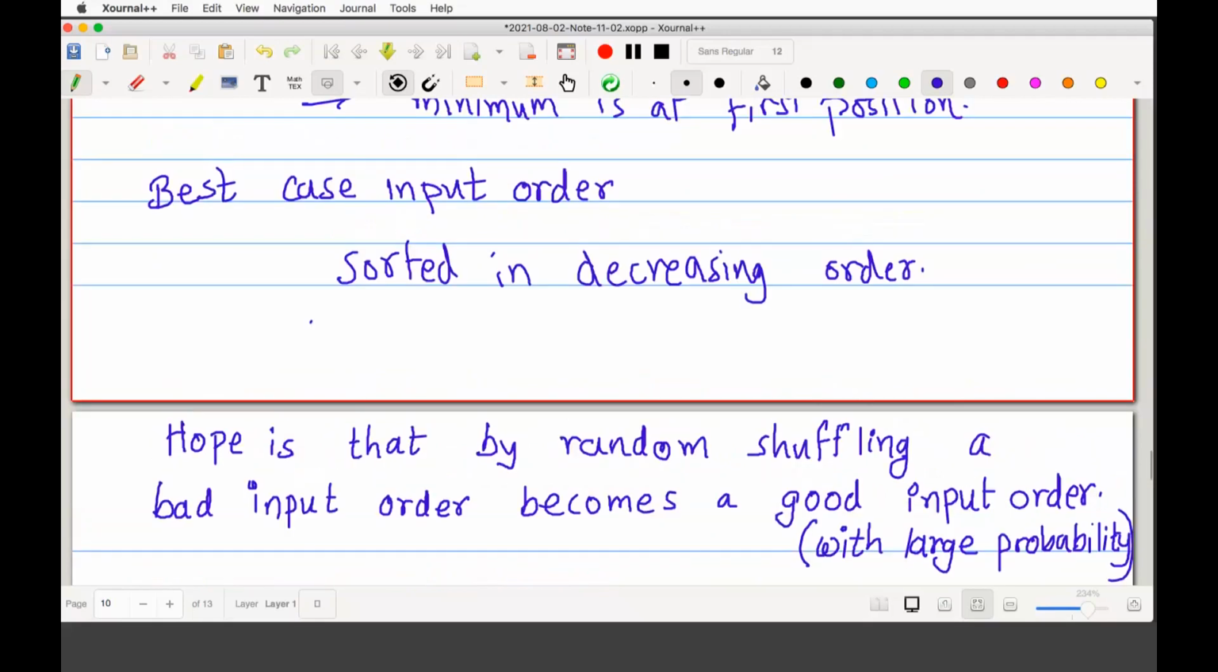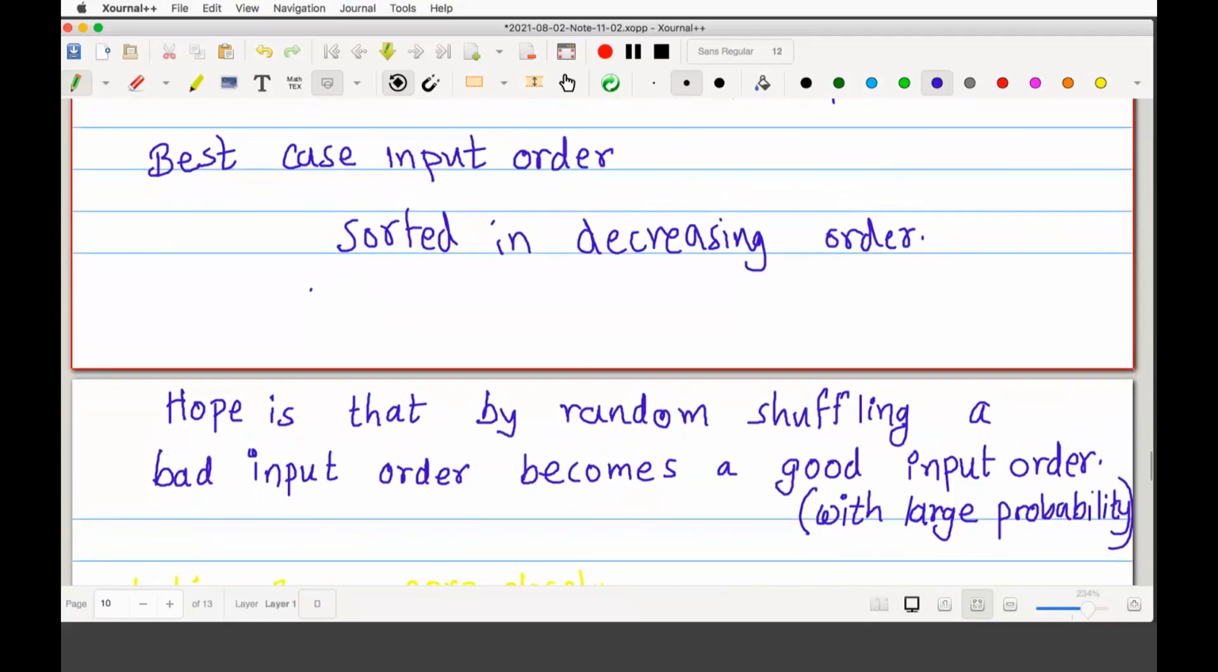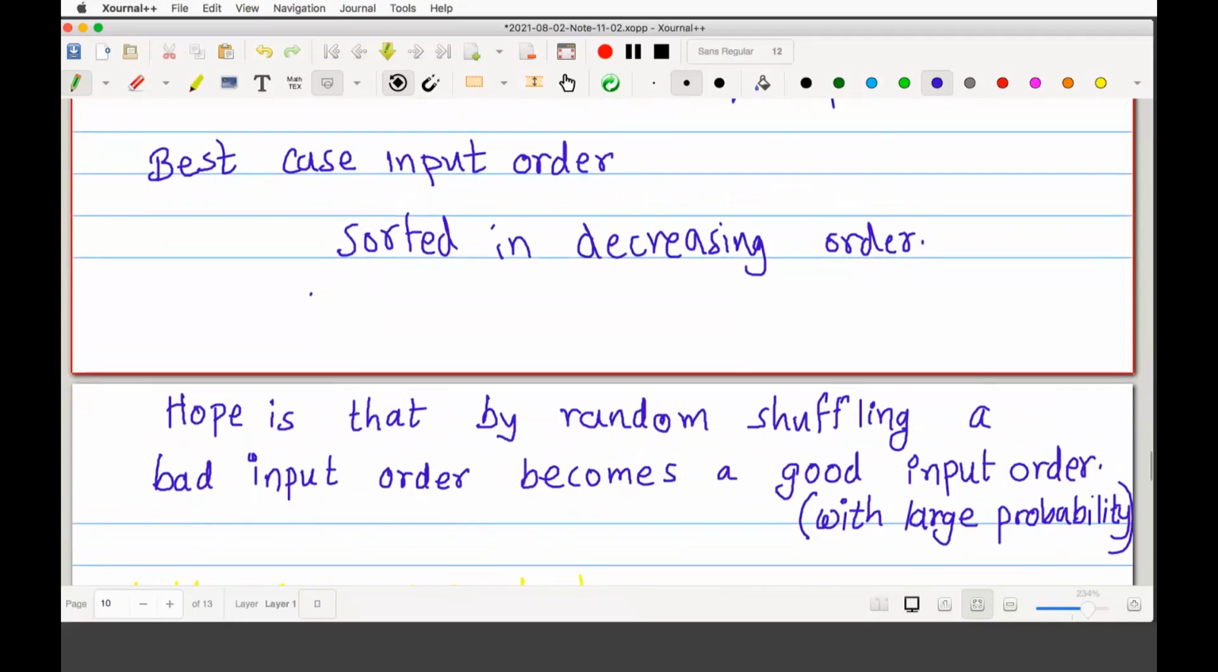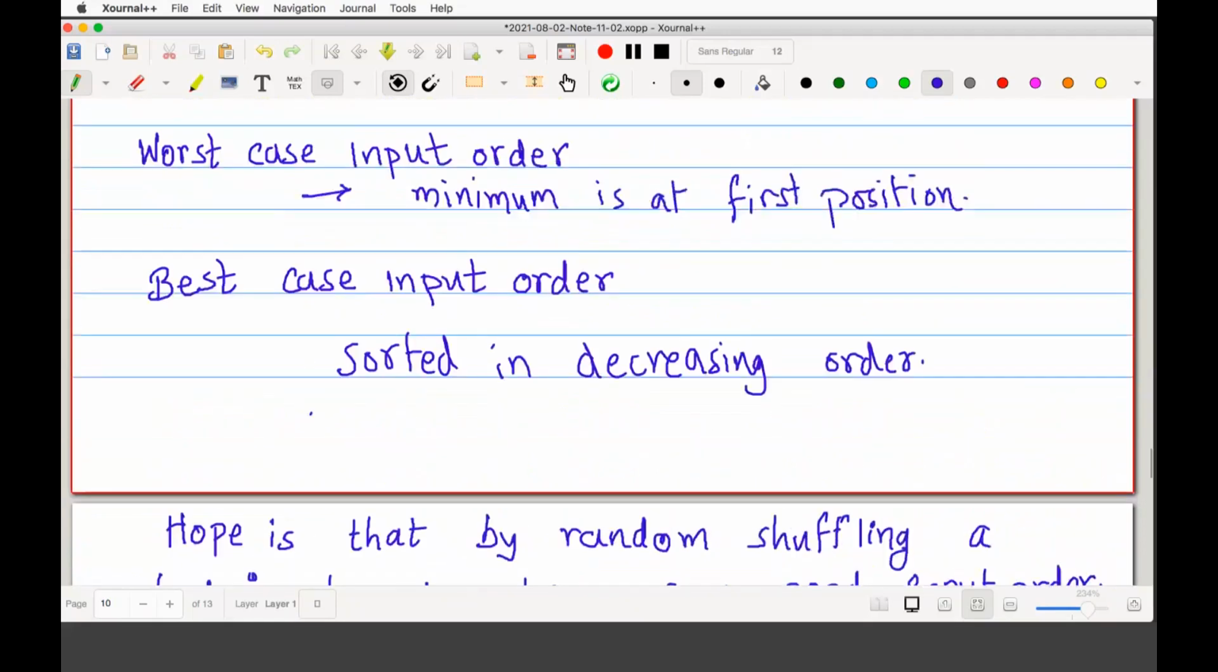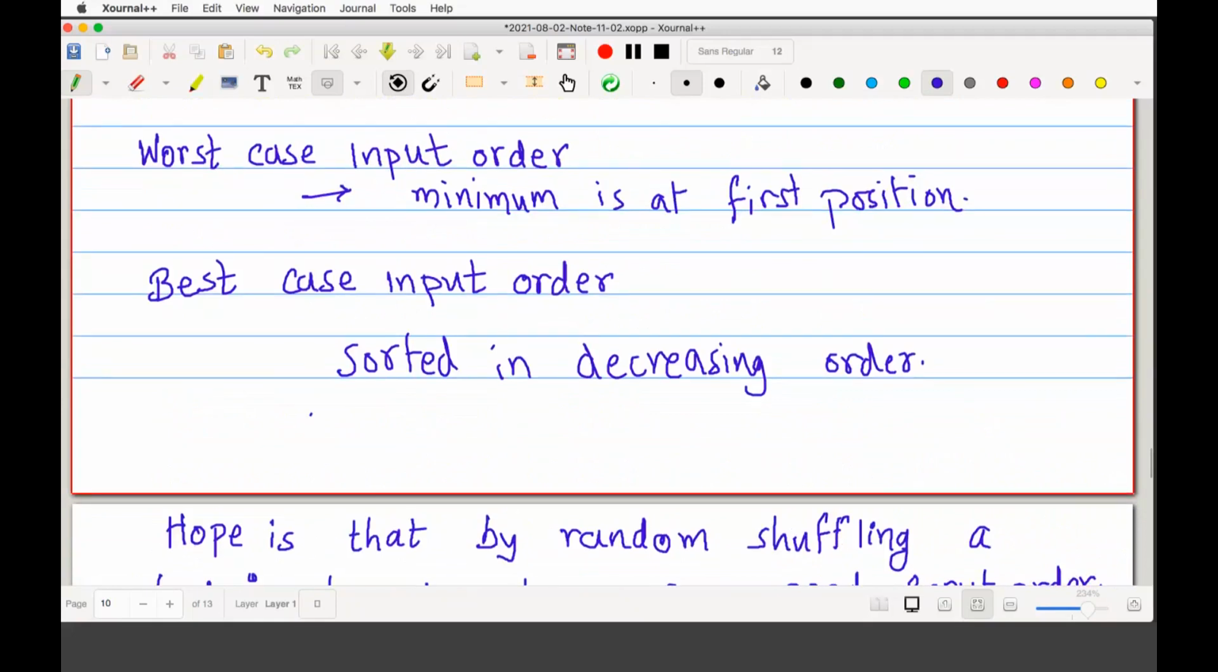So can you repeat it, please? Which part do you want me to repeat? Yeah, the best case input. Actually, I just joined late, so okay.